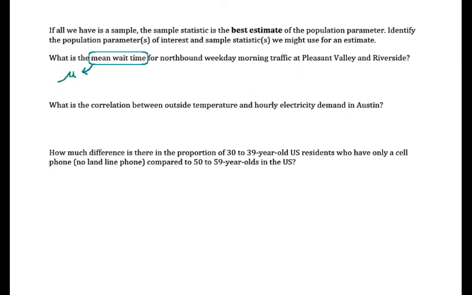That's our population mean. What we might use to estimate that is if we're able to go out to that intersection and measure wait time for some sample of weekday mornings, then we have a sample that we can use to estimate mu. And since this is a sample mean we're talking about, we're going to call it x bar, and we'll fill in that description here.